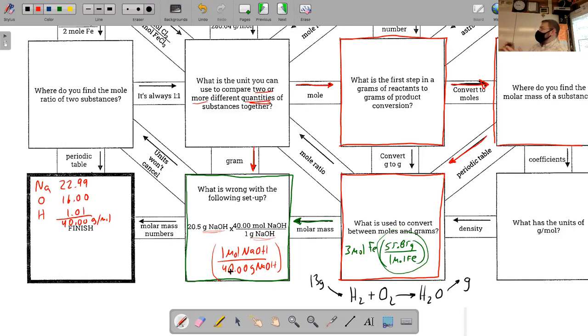What's correct is to put the mass with the molar mass from the periodic table and just 1 mole. So the numerator should have said 1 mole and the denominator should have said 40 grams. So the molar mass numbers are wrong. Now we're to the end.